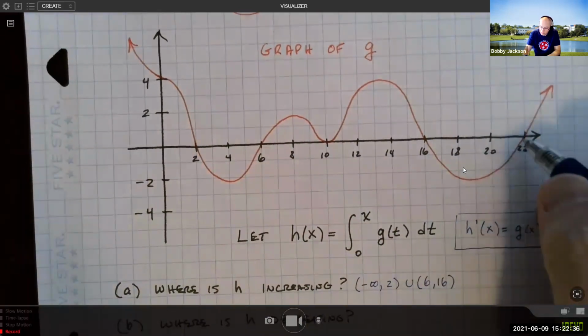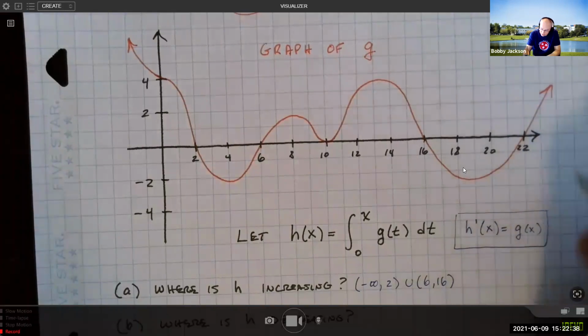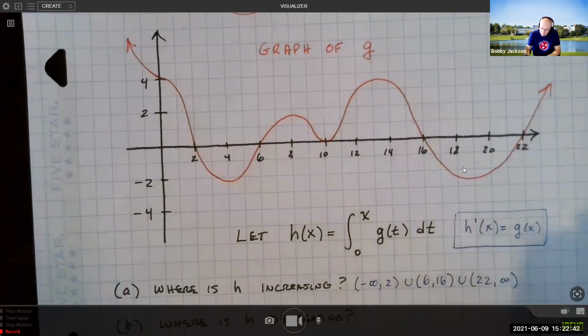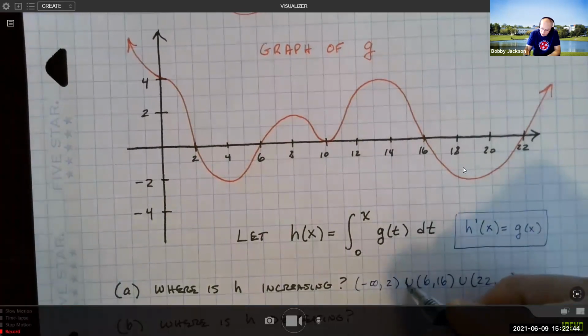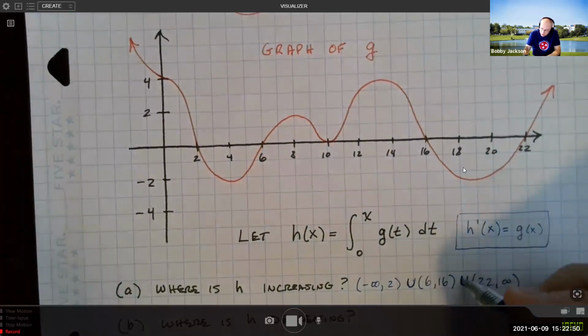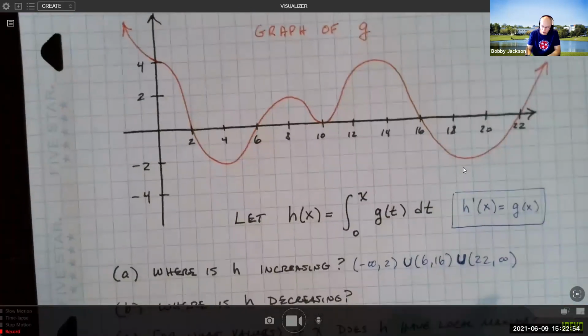And then again, notice from 22 on, we're above the x-axis too. Okay, this little symbol here is the union symbol, right? In set notation, this basically means "or." So we're increasing on these separate intervals. Okay, where is it decreasing?